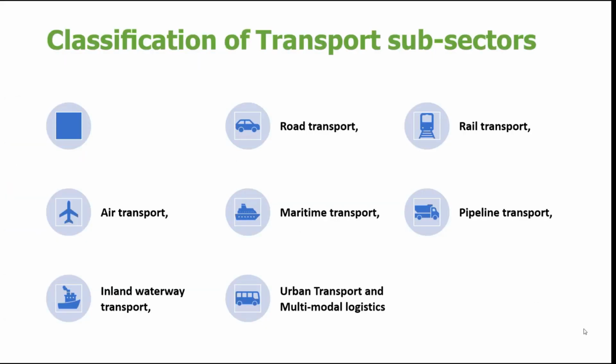So if you try to understand the classification of subsectors, first of all, we have road transport, railway, air transport, water transport, pipeline, inland, and urban. In approaching the transportation sector, it can be classified according to its end user, domain, and operations. Each aspect needs to be considered to improve the performance of the sector as a whole.